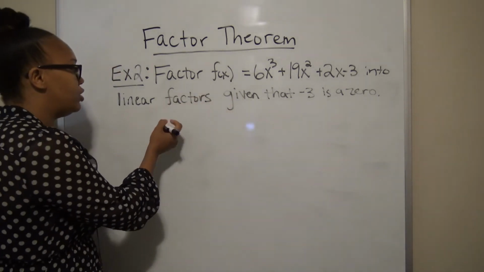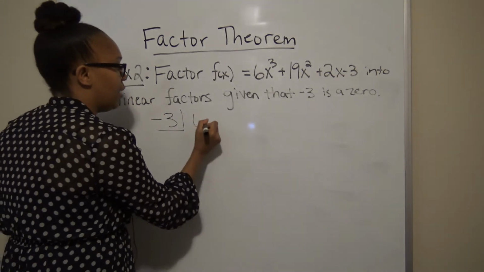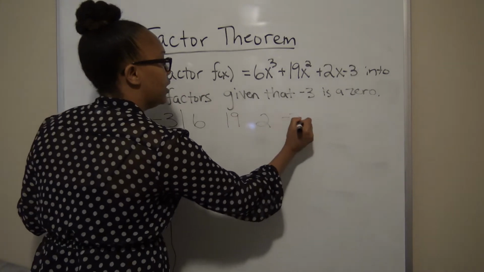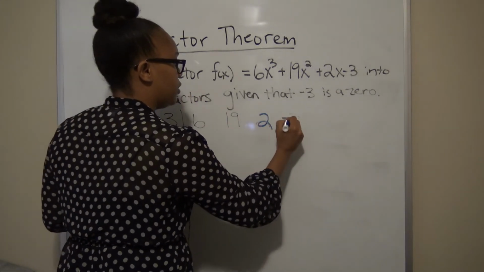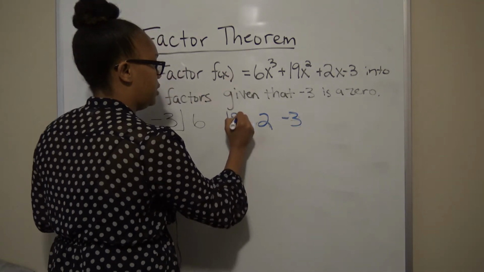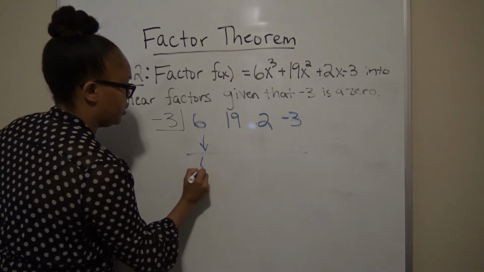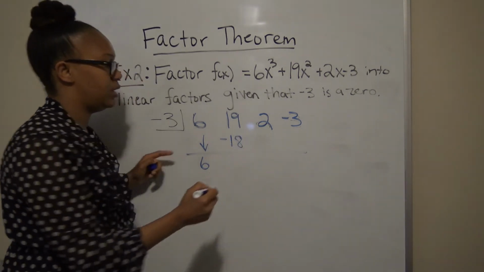So I'm going to do synthetic division with k equal to -3. My coefficients are 6, 19, 2, and -3. All right, so I'm going to drop my 6 down. And -3 times 6 is -18.